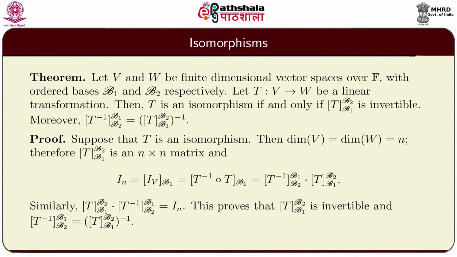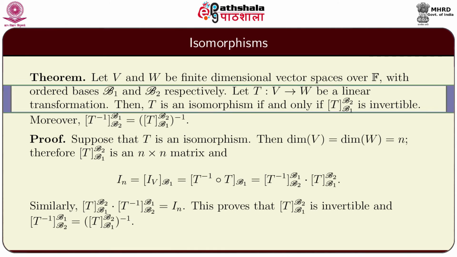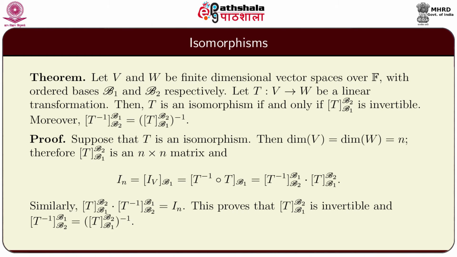We now talk about the matrix representation of the inverse linear map with respect to ordered basis. The theorem says, let V and W be finite dimensional vector spaces over a field F with ordered basis B1 and B2 respectively. Let T from V to W be a linear transformation. Then T is an isomorphism if and only if the matrix [T] B1 B2 is an invertible matrix. And moreover, the matrix of the inverse map T inverse with respect to B2 B1 is nothing but the inverse of the matrix [T] B1 B2.